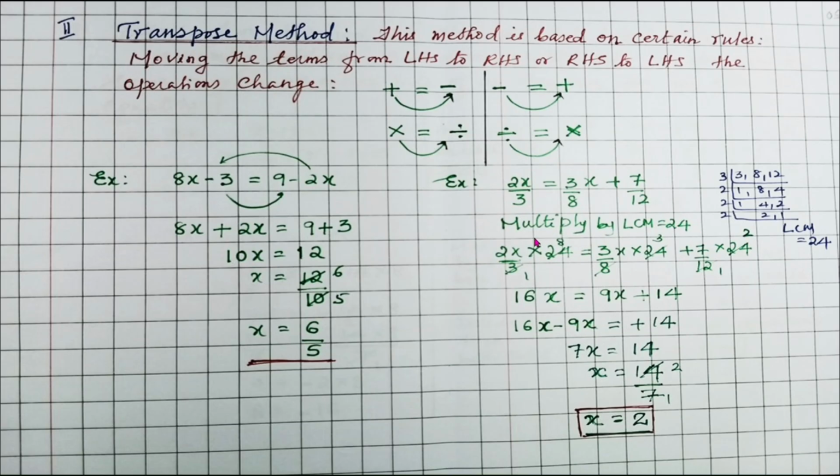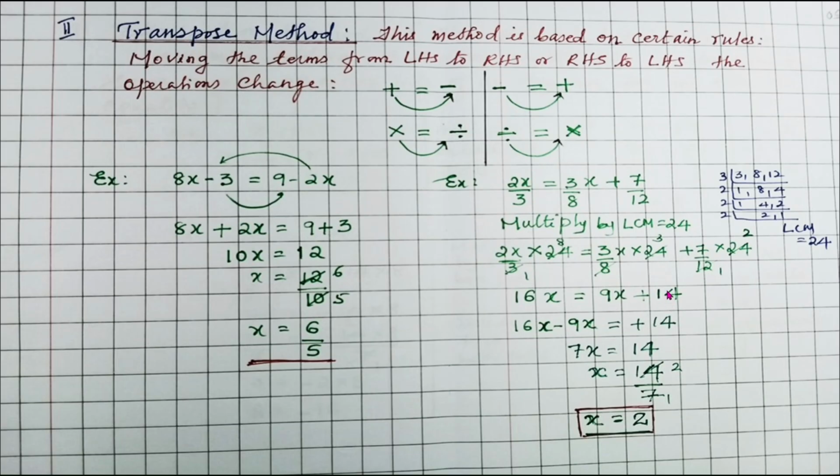Let us take one more example. 2x divided by 3 is equal to 3 by 8x plus 7 by 12. First of all we have to reduce this to standard form. For that, we find the LCM of 3, 8 and 12, and it is 24. Multiply each term by 24. So 2x by 3 into 24, 3 by 8x into 24, 7 by 12 into 24. Simplify it: 3 eights are 24, so 16x; 8 threes are 24, so 3 into 3 is 9x; 12 twos are 24, 7 into 2 is 14. So this is the equation we have got.